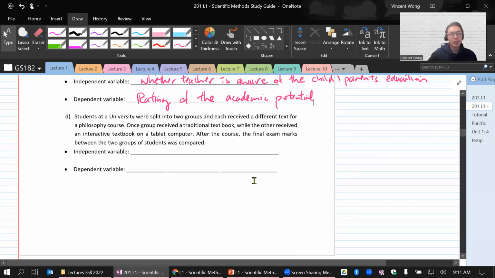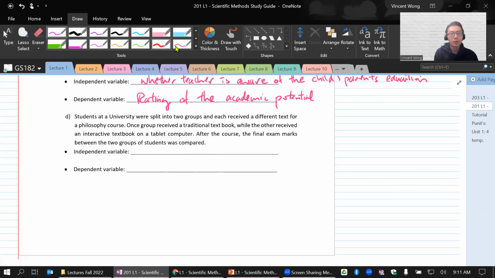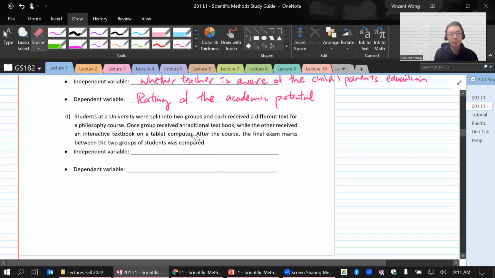Last one: students at a university were split into two groups and each received a different text for a philosophy course. One group received a traditional textbook, the other received an interactive tablet. So the independent variable is the type of teaching material, right?